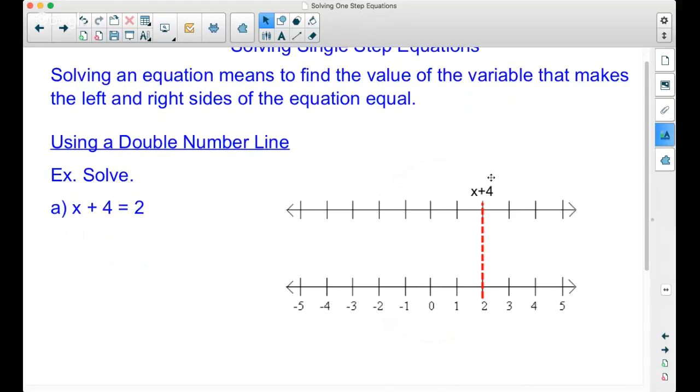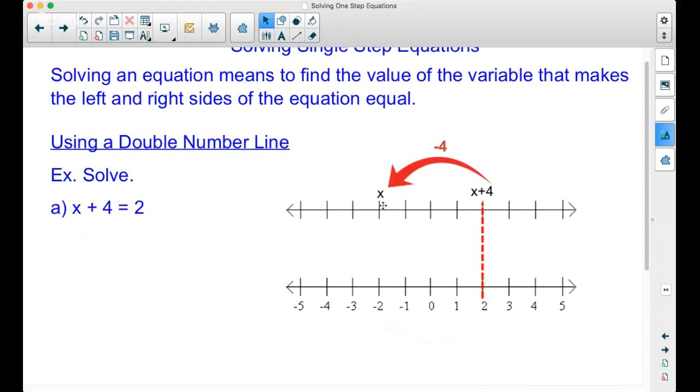In order to find out what x is, we look here and say, if this is x plus 4, where does x have to be? Does it need to be to the left or to the right of this point? Remember that x plus 4 means that this number is 4 bigger than x. That means that x needs to be to the left 4 spots. 1, 2, 3, and 4.